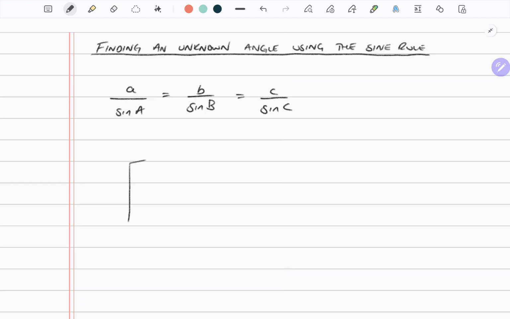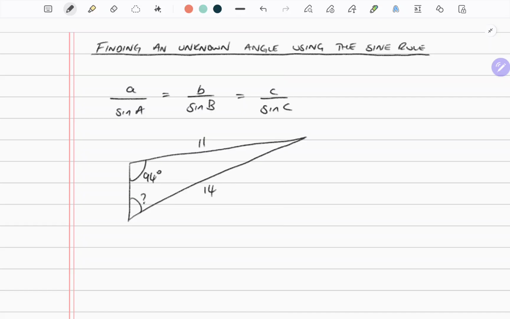So I'm going to attempt to draw one. Anyone that's seen my videos would know that I'm not particularly good at drawing. It looks a little bit like a right angled one, but it's not meant to be. So this one is given as 94 degrees, and we're going to have a side length of 11. This one's going to be a side length of 14, and we want to find this angle here.